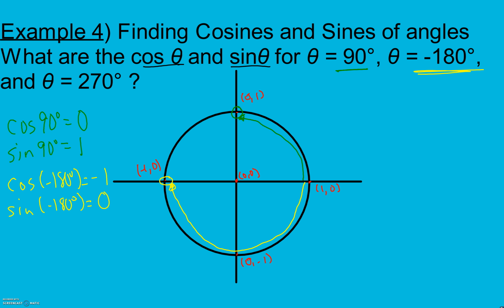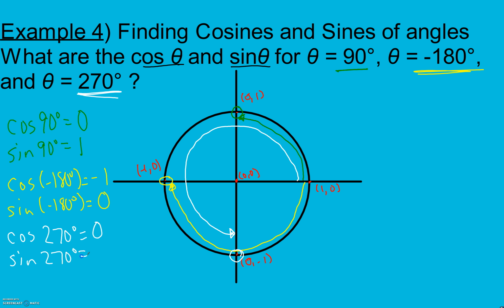Last one here, 270. 90, 180, 270 puts me here, which means this point is what I'm looking for. So cosine of 270 degrees, again, is our x value, which is 0. Sine of 270 degrees is our y value, which here is negative 1.